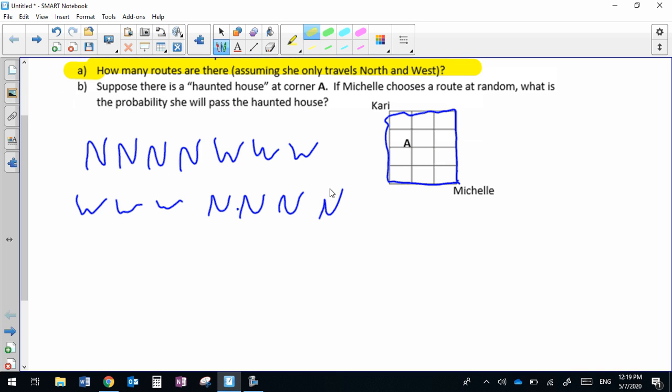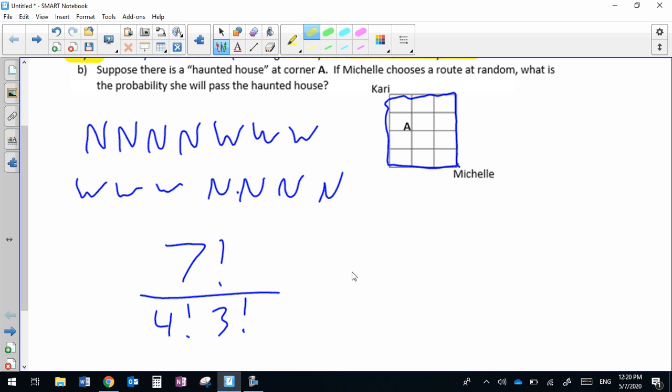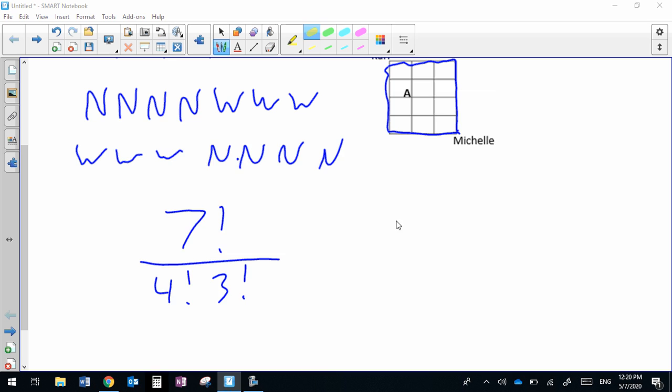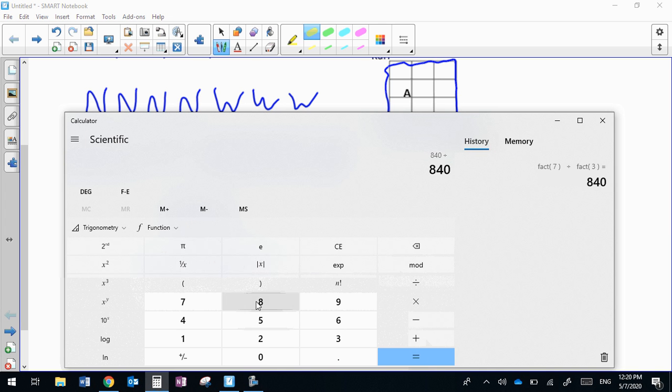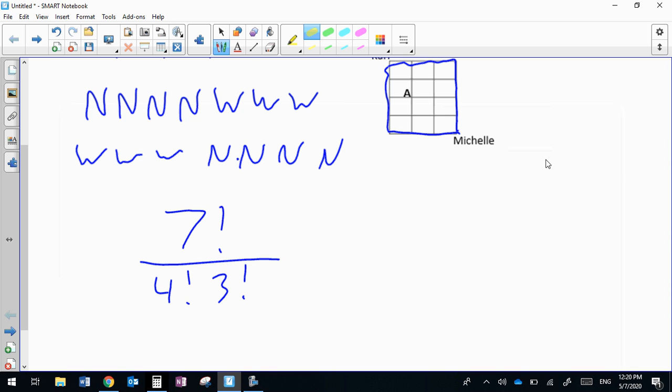And so we can think of that just as rearranging letters where there's lots of repetitions. So we have 7 factorial because there's 7 blocks in total, or 7 characters. However, 4 of them are all north and 3 of them are all west. If you plug that into your calculator, just see what you get here. I think it was 7 factorial divided by 3 factorial, and then divide that by 4 factorial. And you get 35 possibilities.